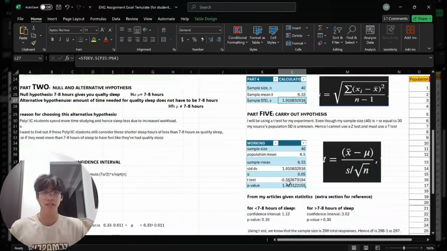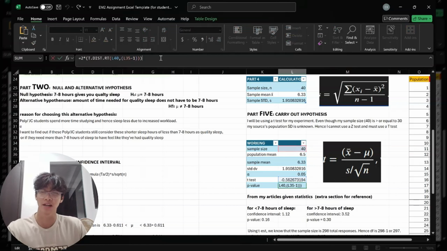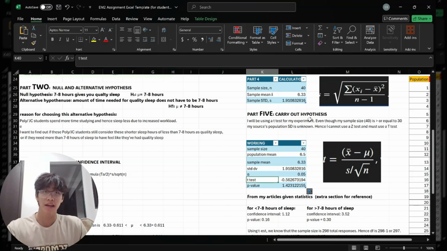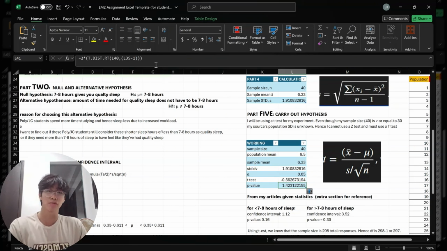Moving on to the t-test. For the t-test, we'll take the sample mean minus population mean divided by standard deviation divided by the square root of our sample size 40. And that will give us a t-value. For the p-value, we're actually using a formula given by the teacher in LMS, where L40 actually equals to our absolute value, which is the t-test, and then L35 minus 1 is just our sample size minus 1.